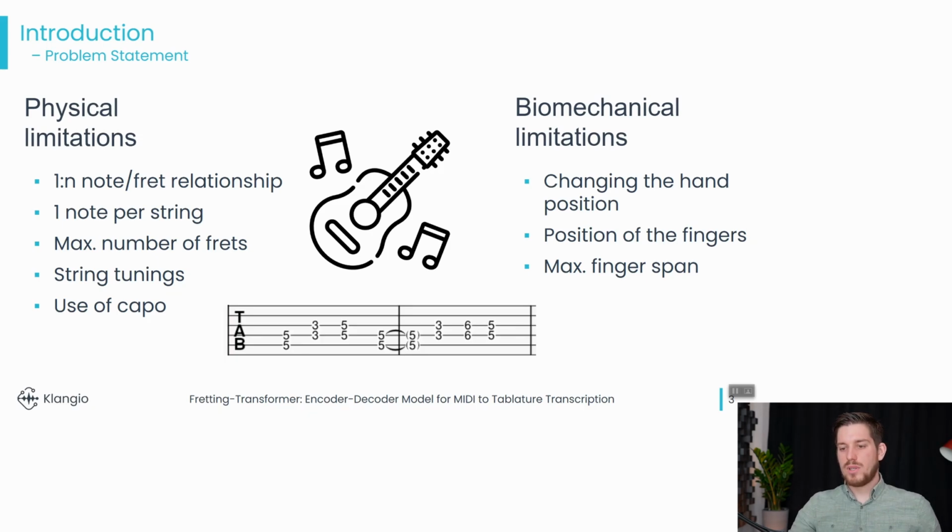And besides that, we also have biomechanical limitations, like the changing of the hand can only be done up to a certain speed. The faster, the more difficult. There are also some positions of the fingers that are easier to grasp and some that are more difficult to do. And there's also a maximum finger span, the maximum number of frets that you can reach with your left hand or right hand.